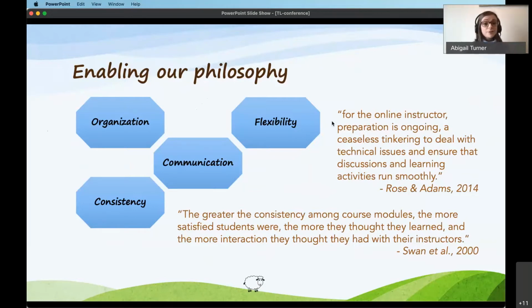How we incorporated flexibility into the course was to be flexible with the resources students could use, and we ensured that those students who missed class or practical sessions had the opportunity to learn.